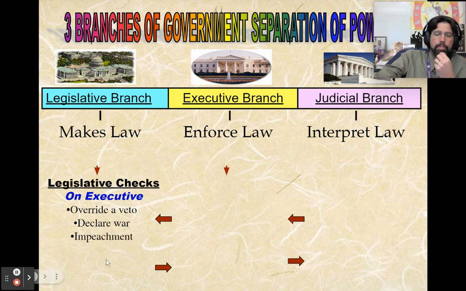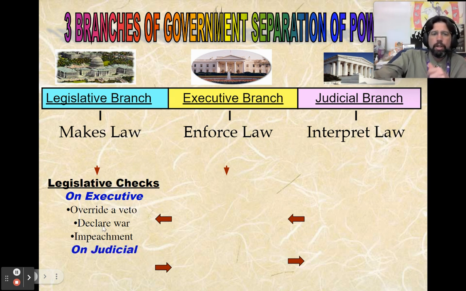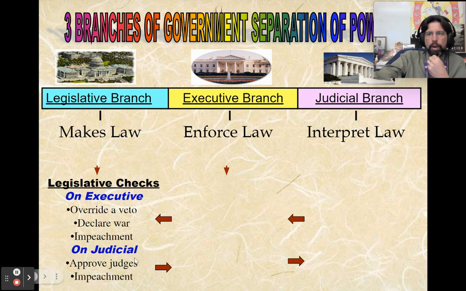Impeachment. Impeachment is the process of removing a member of the legislative or judicial branch. In this case, removing the president or a member of the Supreme Court. They can do so by impeachment. That's the removal process. The legislative can also check the judicial by approving the judges that the executive branch wants. And of course, as we already mentioned, can have a Supreme Court justice actually removed.